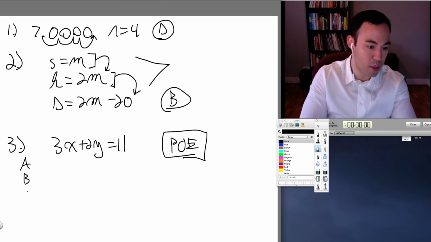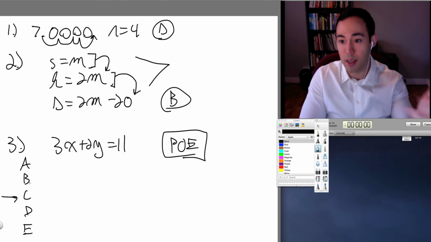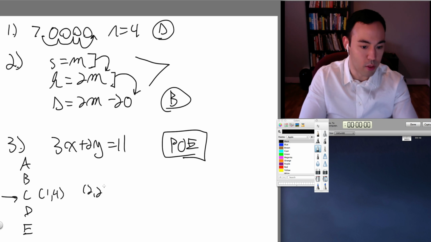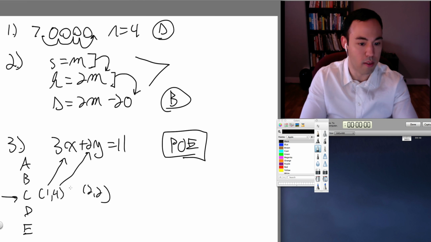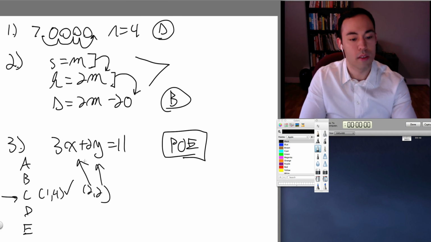Whenever I use process of elimination, I like to go ahead and start with answer choice C, and I tend to adjust up and down from there because the answer choices usually are in some kind of ascending order or something similar. So we got a 1 and a 4 and a 2 and a 2 for our answer choices. Now, 1 and 4 plugged in for the x and y. Does that get us 11? Well, 3 plus 8 does indeed equal 11, so this part's good. How about a 2 and a 2? 6 plus 4 equals 10, so that doesn't work.